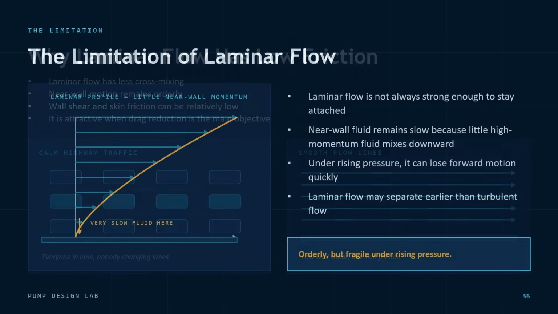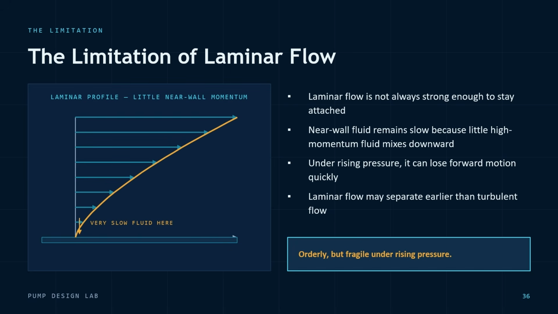The limitation of laminar flow. But laminar flow has a weakness. The slow fluid close to the wall is not constantly replenished with high momentum fluid from outside the boundary layer. When pressure starts rising downstream, this near-wall fluid can lose its forward motion quickly. So laminar flow often separates earlier than turbulent flow in an adverse pressure gradient. As flow continues and disturbances grow, a laminar boundary layer can change into something much more mixed.